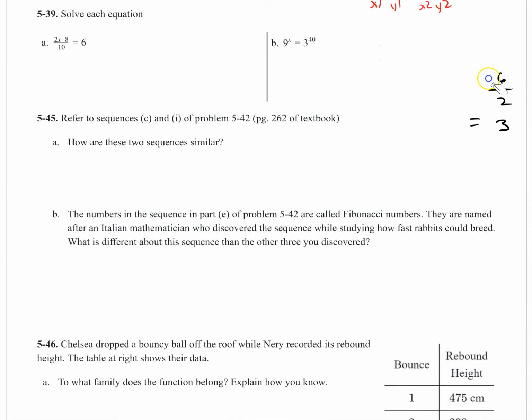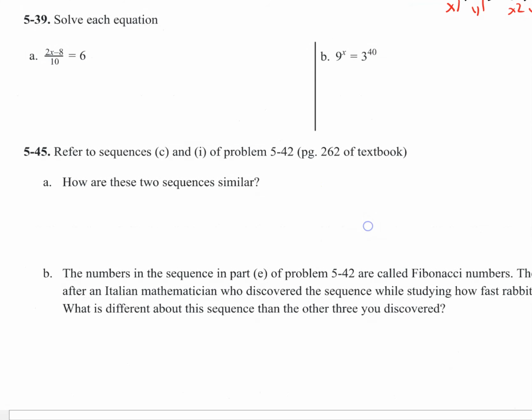Alright, solve each equation. We've got 2. Start with a. Okay, I see a fraction. So what do we do? Multiply both sides by the bottom of the fraction, 10. So we do 10 times 2x minus 8 all over 10 equals 10 times 6, which is 60. So we multiply 2x minus 8 times 10, and then we divide it by 10. We multiply by 10, then we divide it by 10.